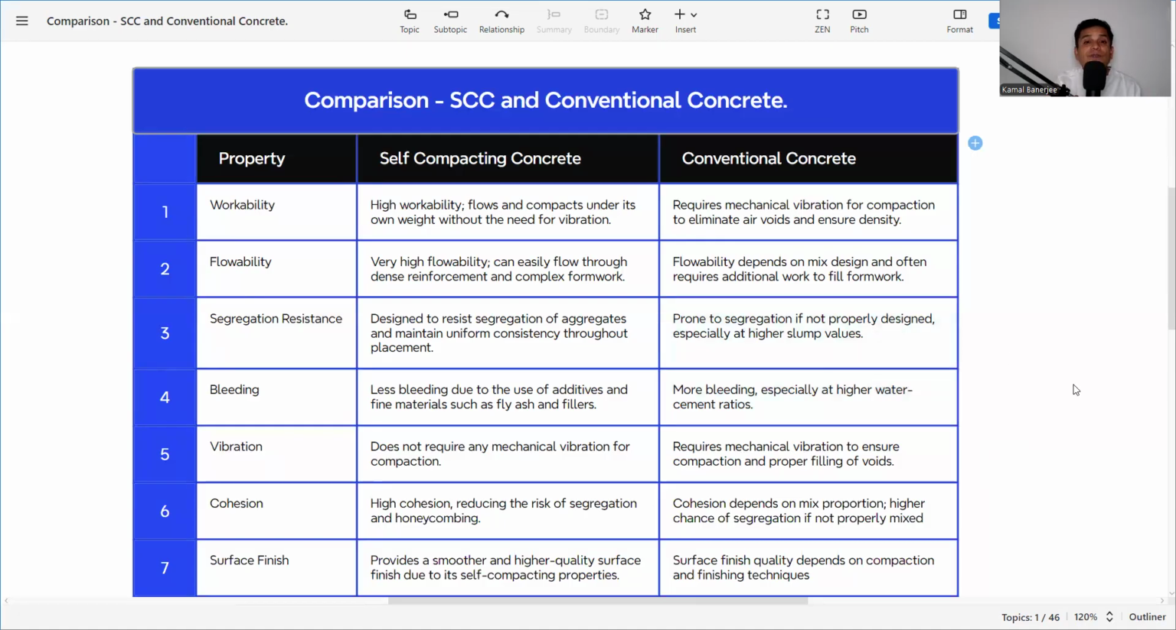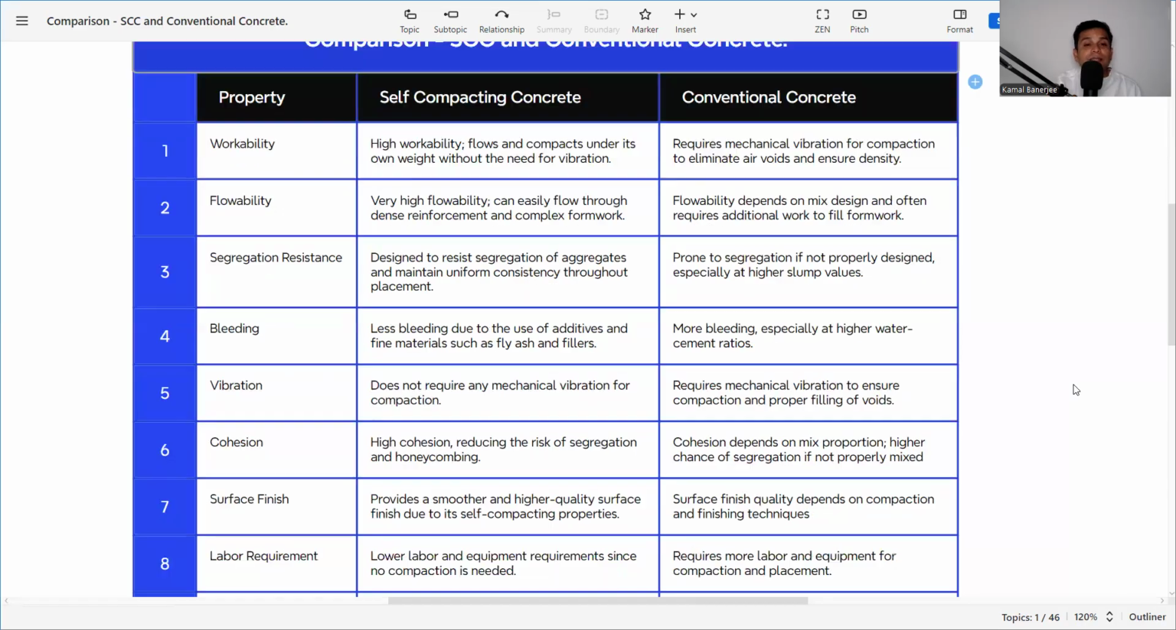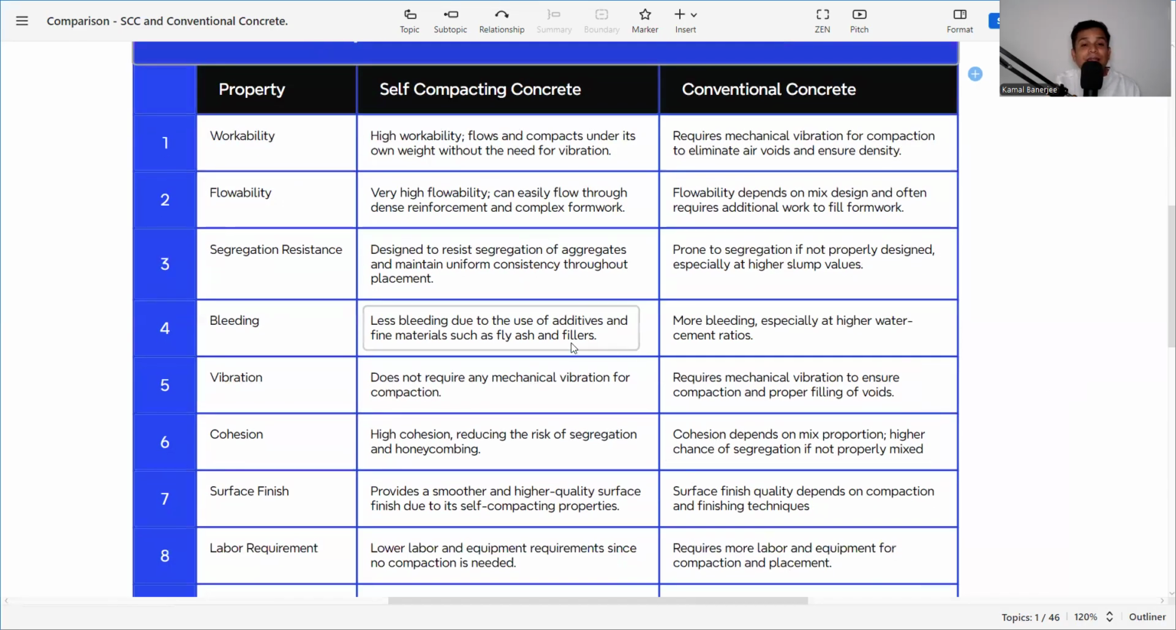Self-compacting concrete is designed to resist segregation. So there is a very minimum chance of its aggregates segregating, and it maintains uniform consistency. But the conventional concrete is prone to segregation if not properly designed, especially at high slump values. So it is to be specially designed, and it is to be specially poured and transported, and everything taken care of very precisely.